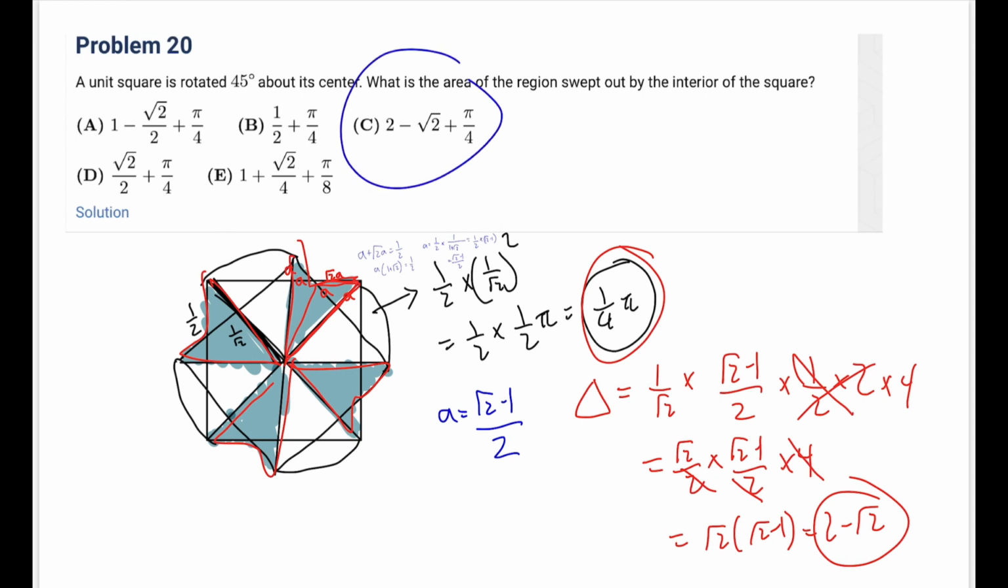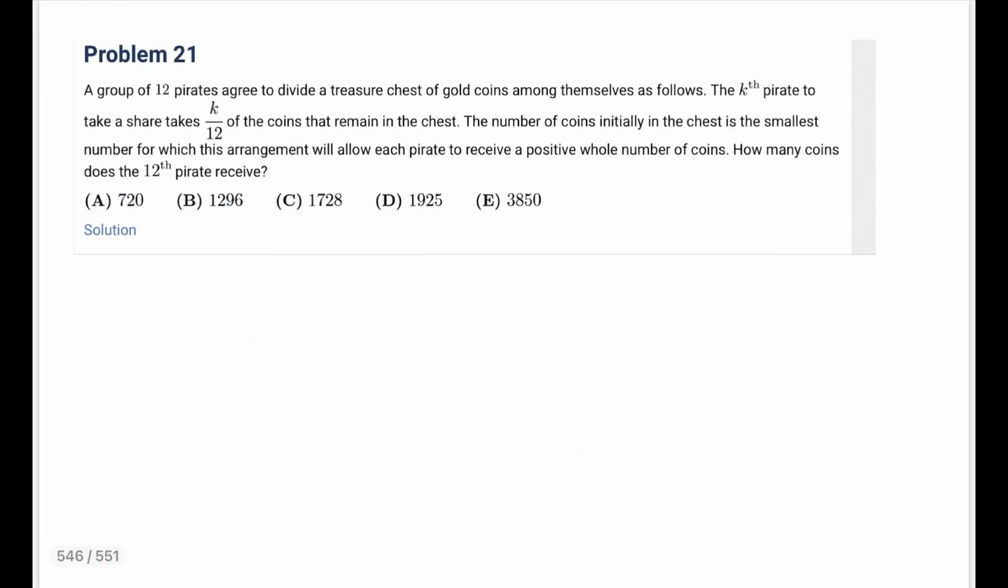The answer is C. Number 21, a group of 12 pirates agreed to divide a treasure chest of gold coins among themselves as follows. The Kth pirate to take a share takes K over 12 of the coins that remain in the chest. The number of coins initially in the chest is the smallest number for which this arrangement will allow each pirate to receive a positive whole number of coins. How many coins does the 12th pirate receive?